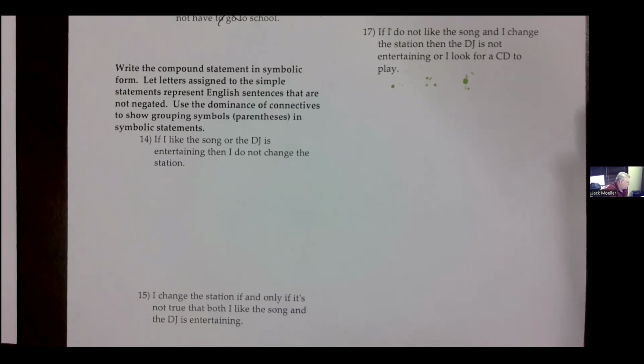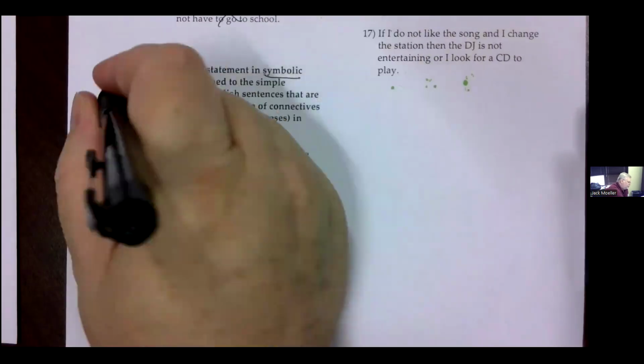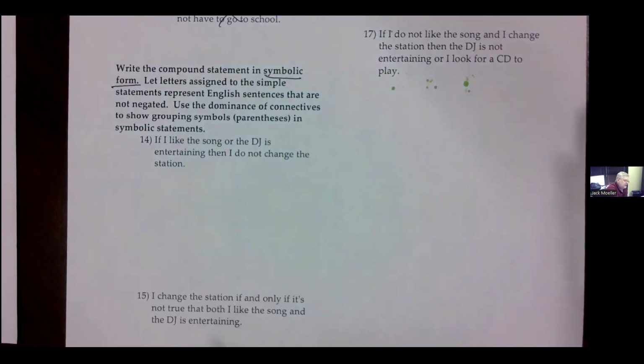So that was multiple choice. Why are these not multiple choice? Well, because we're writing a compound statement in symbolic form. Now they're giving us the English, and we have to put it into symbol form. Okay, so let's start with this. Number 14: if I like a song or the DJ is entertaining, then I do not change the station.